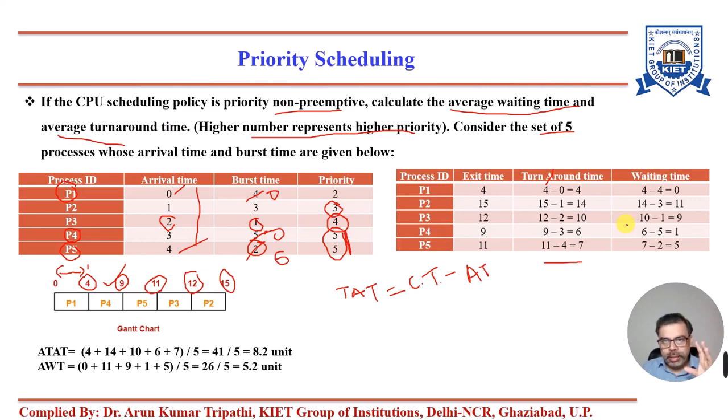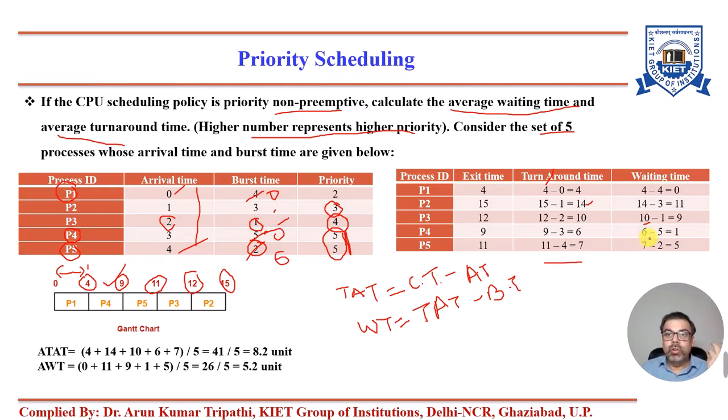Now for the waiting time, we can calculate using the formula turnaround time minus burst time. So for the process P1, the turnaround time is 4 and its burst time is also 4. So 4 minus 4 is 0. Similarly for process P2, its turnaround time is 14 and its burst time is 3. 14 minus 3, that means 11. For process P3, turnaround time is 10 minus its burst time 1. So 10 minus 1 is equal to 9.